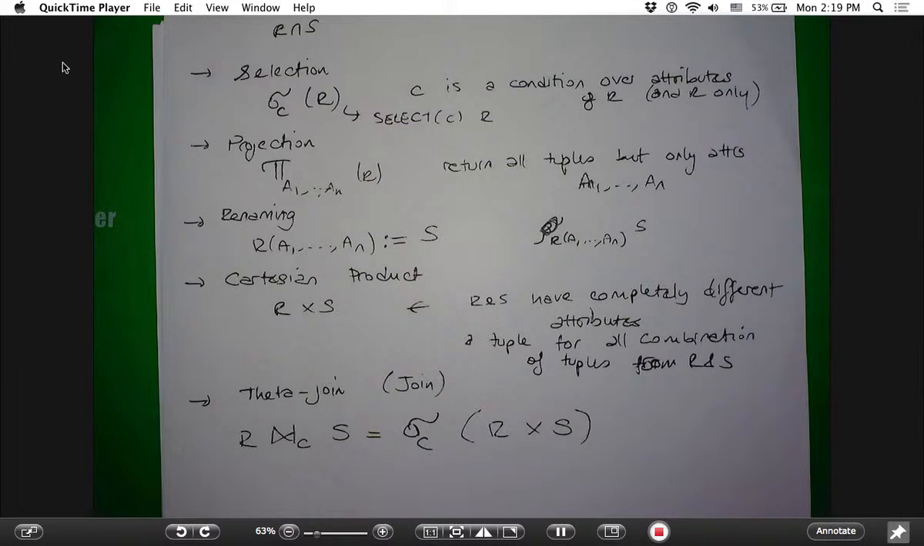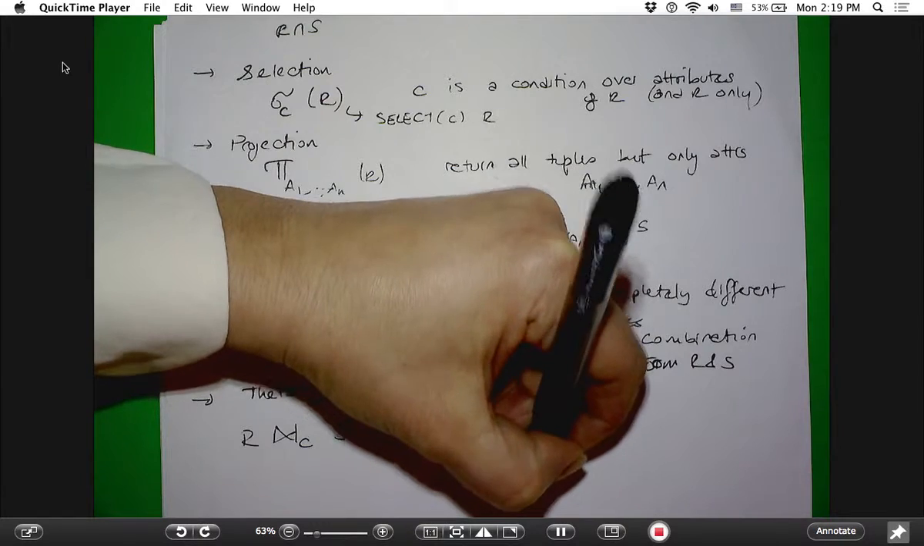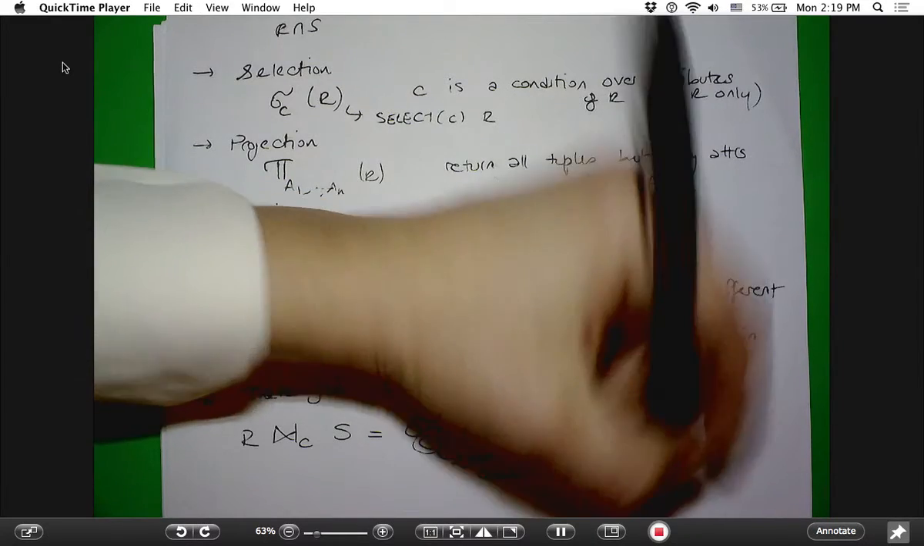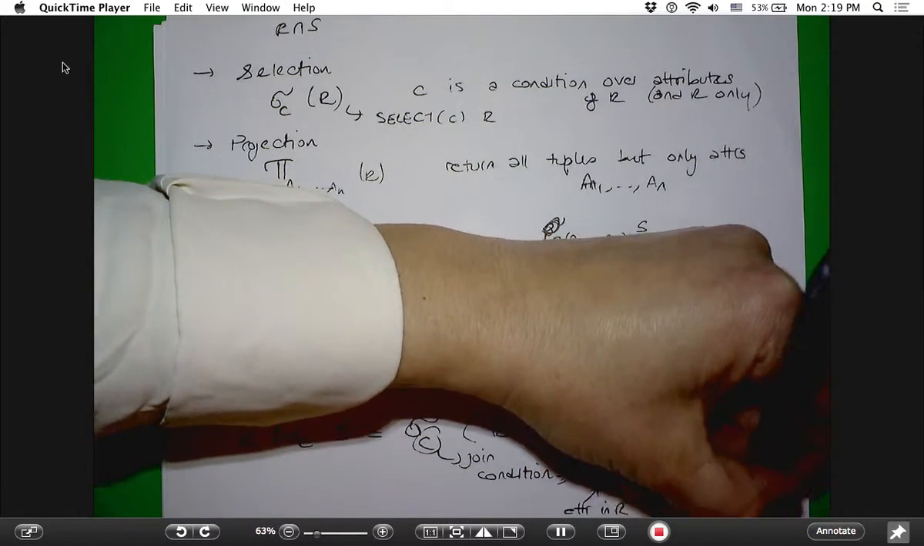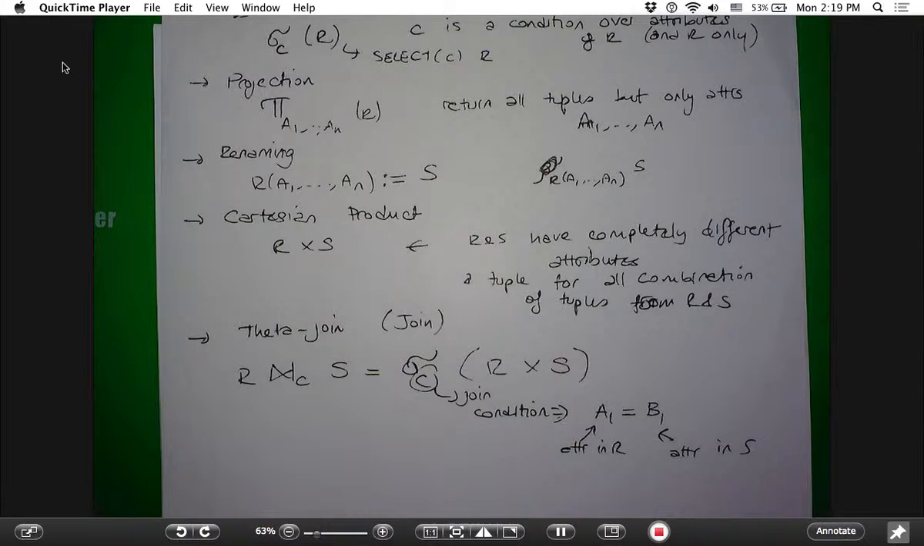If it's just about R, then it's a selection condition. So the C itself has to be a condition that compares tuples from two relations, so it should be a join condition. It would be something like A1 is equal to B1, where A1 is an attribute in R, and this is an attribute in S, right? So not everything is a join condition. It's not technically wrong, but if you are being proper, the theta join condition should be an actual join condition.